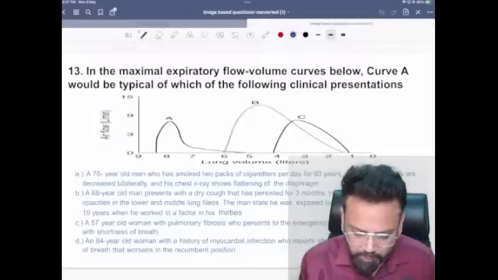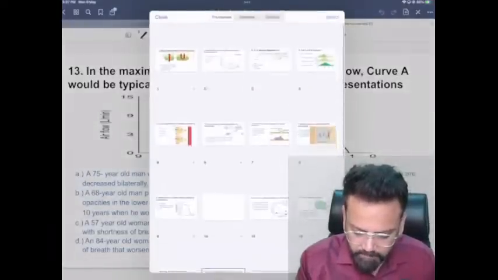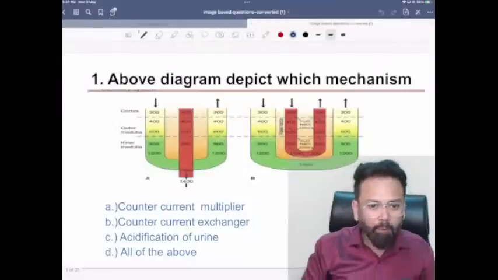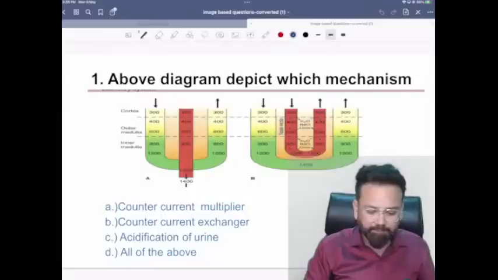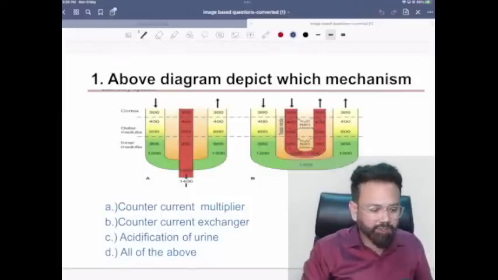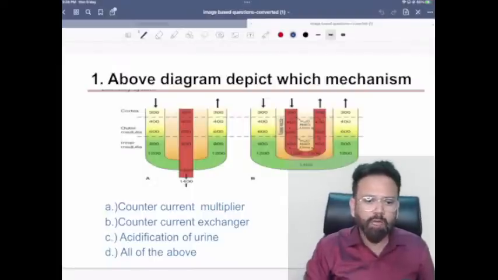Now, some image-based questions. Let me start with this. The above diagram depicts which mechanism? Counter current multiplier, counter current exchanger, acidification of the urine, or all of the above?